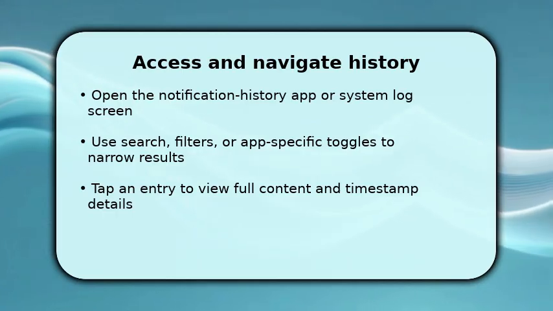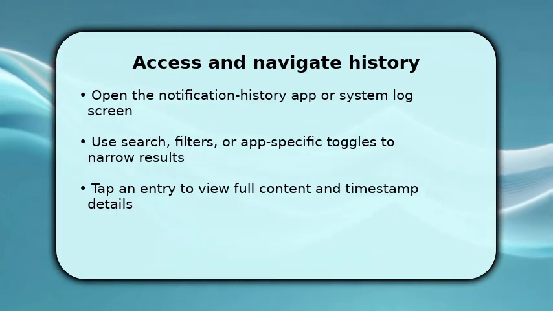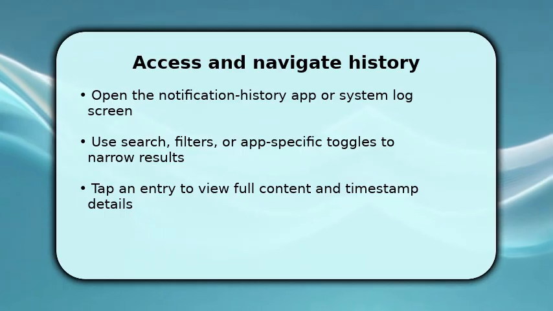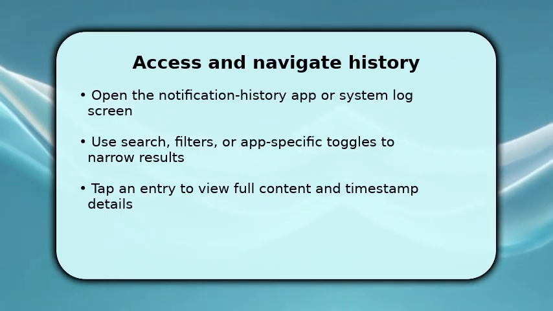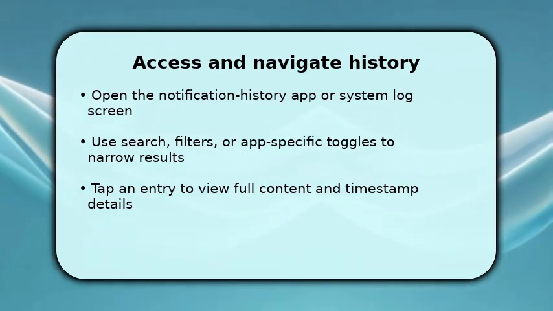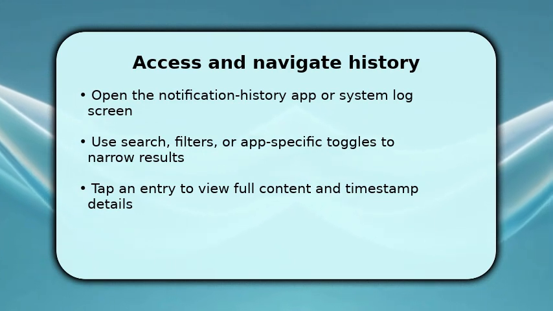Tap any entry to reveal full content, timestamp, and app package info. If the item is missing, check the recording start time. Only notifications after access was granted will appear, so timing matters.